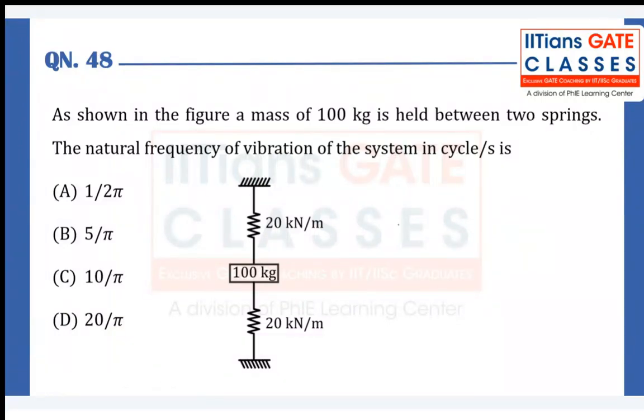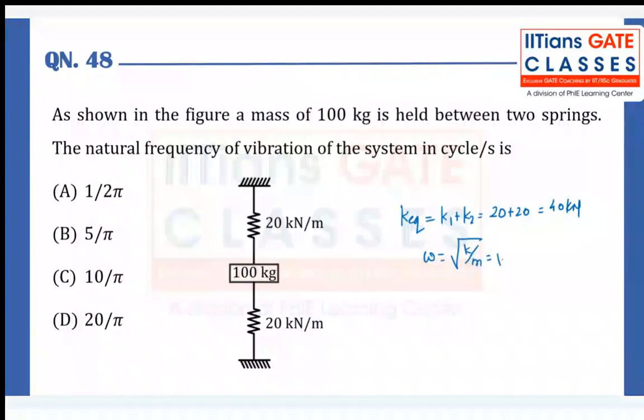When springs are connected in parallel, the equivalent spring stiffness is equal to K1 plus K2, that is 20 plus 20, which is 40 kilonewton. So we can assume we have 100 kgs mass attached to the 40 kilonewton stiffness spring. The natural frequency can be calculated as omega is equal to under root K by M in radian per second. So that will be 40 into 1000, because it's in kilonewton, divided by mass 100. So it is 400. Under root of 400 is 20 radian per second.